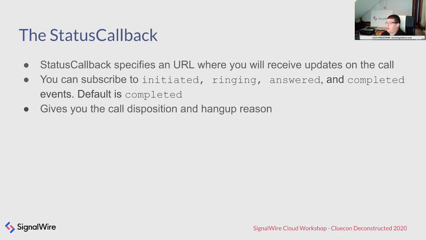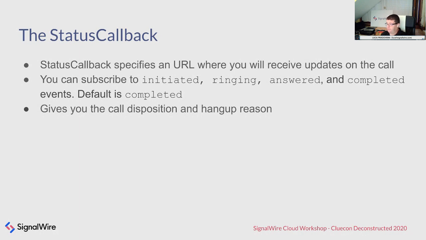Generally speaking, most people care about completed, so we are defaulting to completed. Completed means the call has ended. So every time a call that you initiated to the REST API ends, you will get the call disposition and hang up reason.